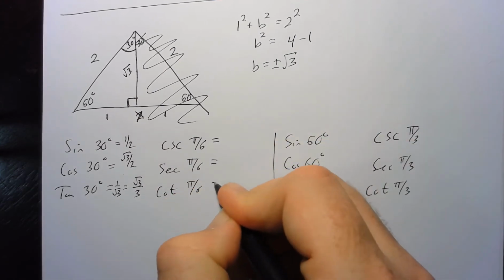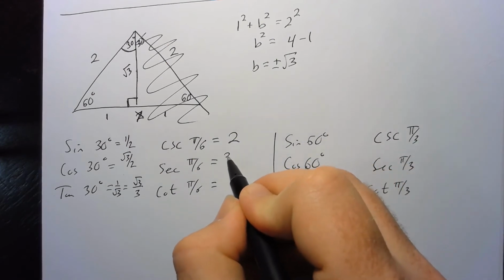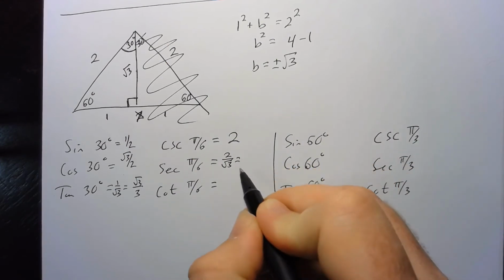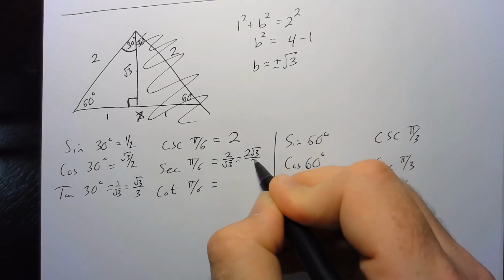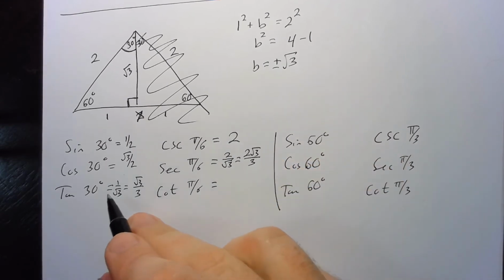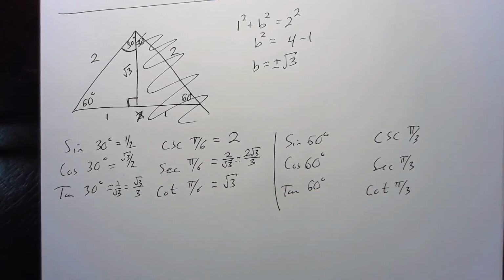If I use the reciprocal functions, this is going to be a value of 2. This is going to be a value of 2 divided by the square root of 3, but we can't leave it in that form. We've got to rationalize that denominator. So 2 square roots of 3 over 3. And then finally, when I flip this one, I'm going to go back to here and flip this one. It's just radical 3. Again, this seems like a lot of values to remember.